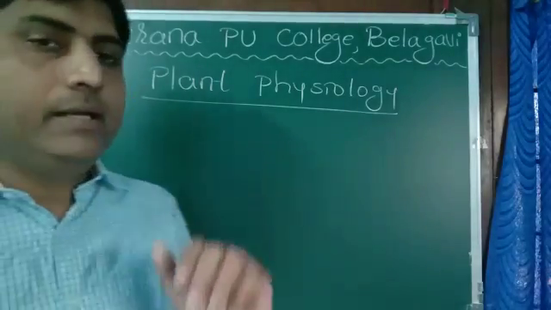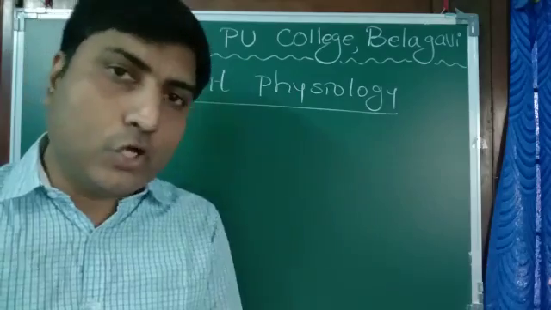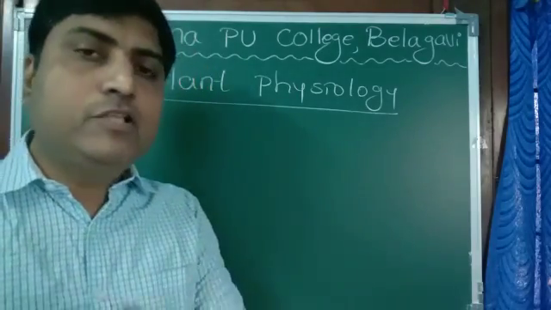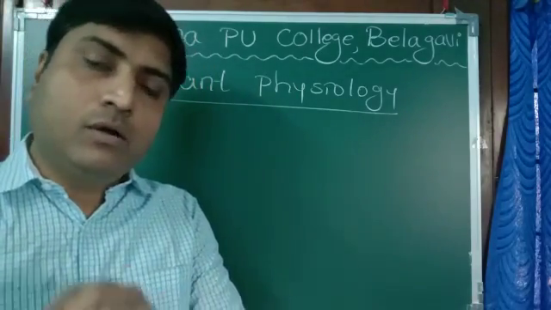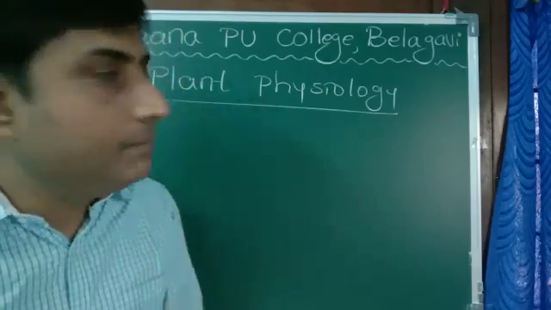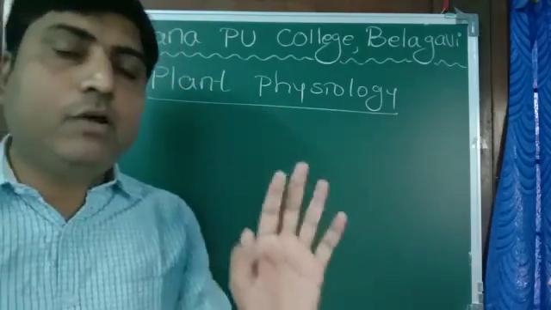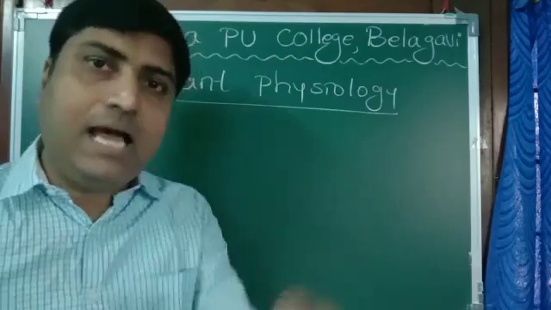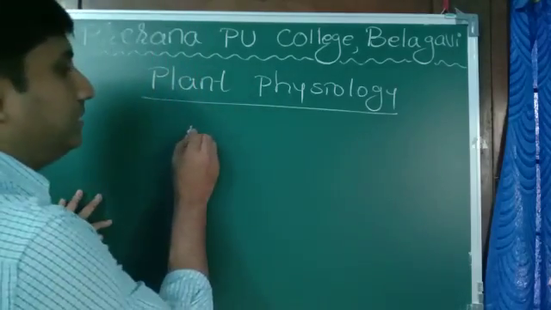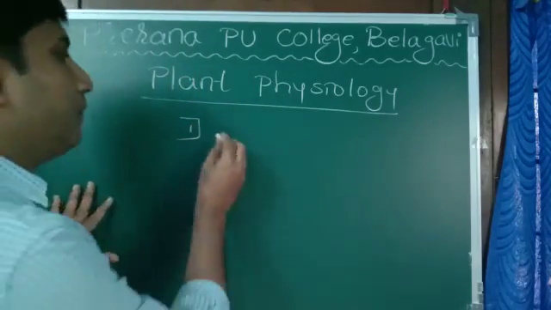So now the next concept is plant physiology. You know that physiological activities are common both in plants and animals. In case of plants, which are the various physiological activities? I'll give some examples. One is transportation.